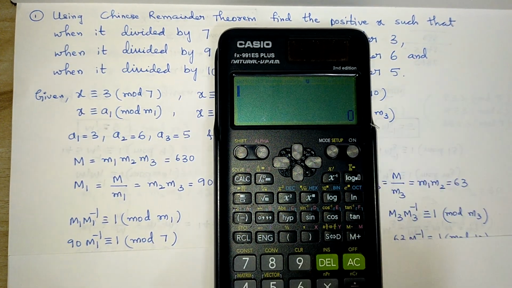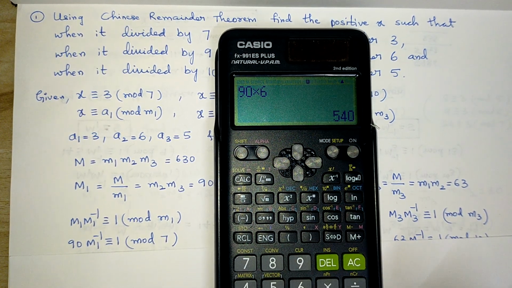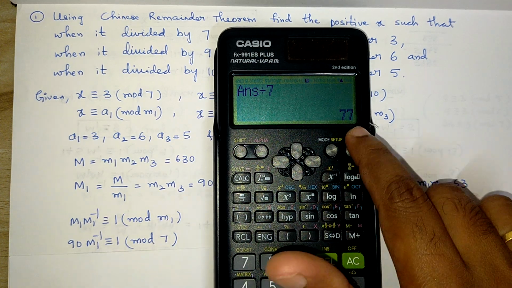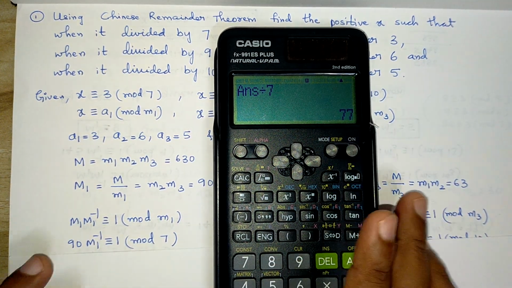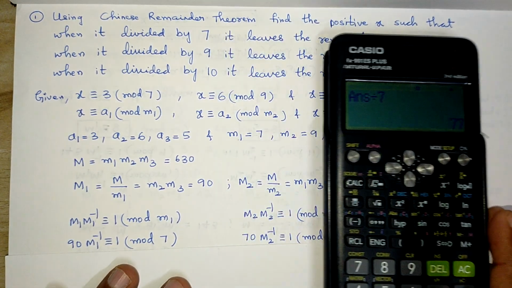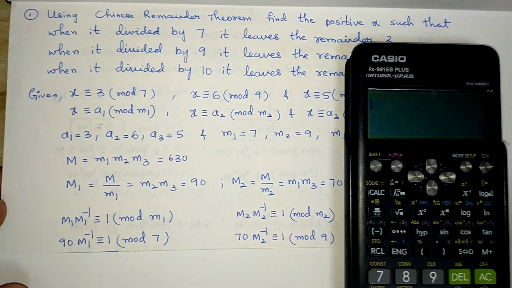No. Let us substitute M1 inverse equal to 6. 90 into 6 minus 1, is that divisible by 7? Yes. So we are getting an integer. So it is divisible by 7. So M1 inverse equal to 6. In a similar manner, we have to consider the next one.